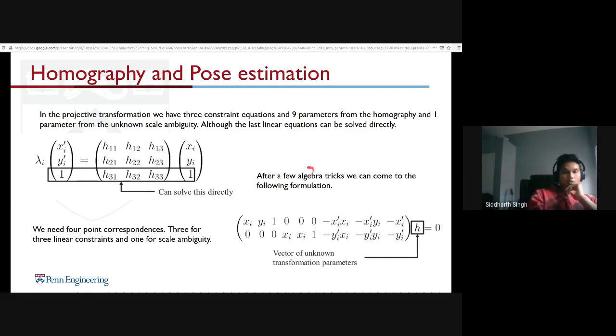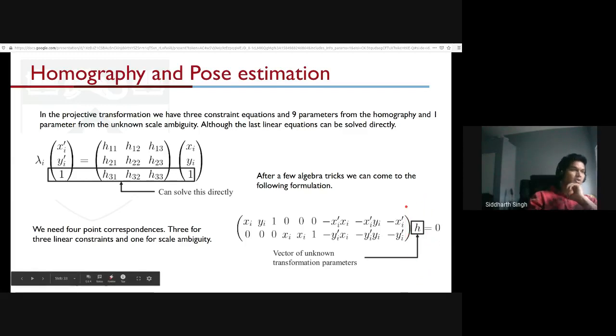Now we can do a bunch of linear algebra tricks, and ultimately what we'll come to is this, where xi, yi is x1, y1, the first point correspondence. Xi, yi are the world coordinate points. X dash i, y dash i are the image plane coordinates. And this h is the vector of unknown parameters.